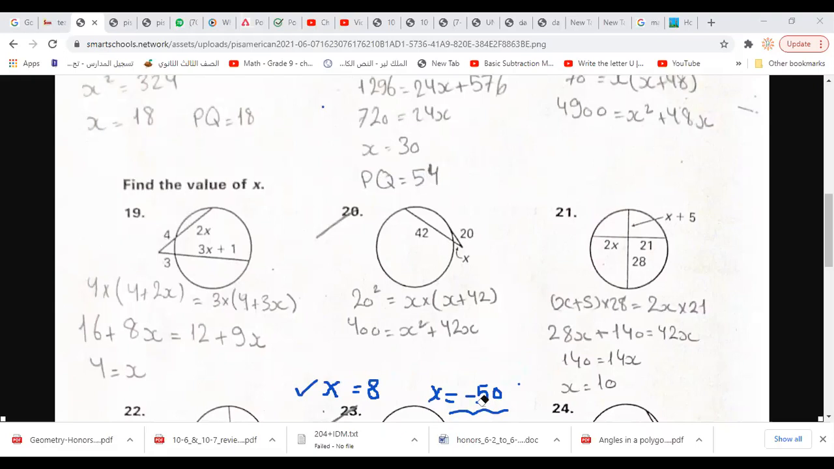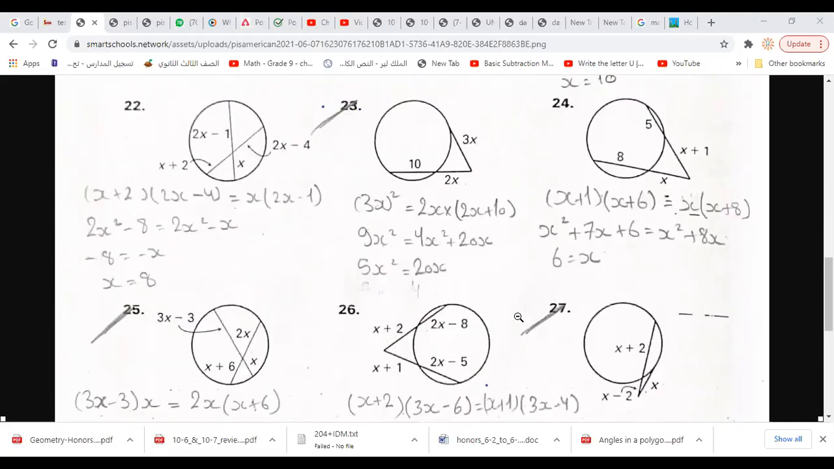Okay, let me move to another question. In question number 23, how can we solve this question, grade 9? We said 3x to the power of 2 equals 3x to the power of 2 equals 2x times 2x plus 10. Then we will distribute. So we have 9x squared equals 4x squared plus 20x.